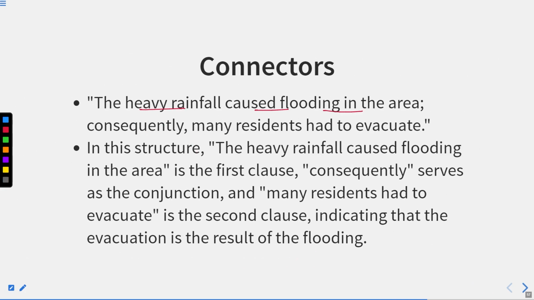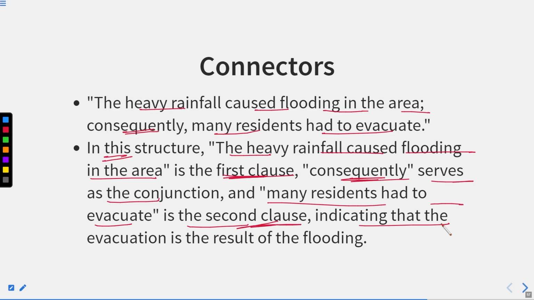The heavy rainfall caused flooding in the area. Consequently, many residents had to evacuate. In this structure, the heavy rainfall caused flooding in the area is the first clause, consequently serves as the conjunction, and many residents had to evacuate is the second clause, indicating that the evacuation is the result of the flooding. Okay, so these three show us first the reason, then the conjunction that we have used, and this conjunction, consequently, introduces that clause which shows the result of that heavy rainfall, or of that reason.